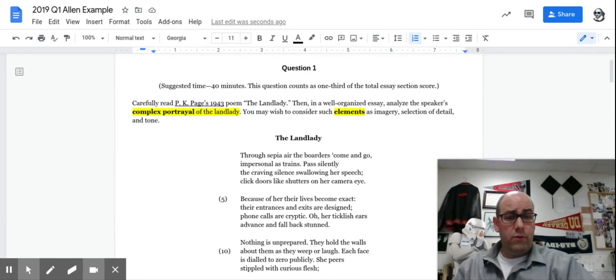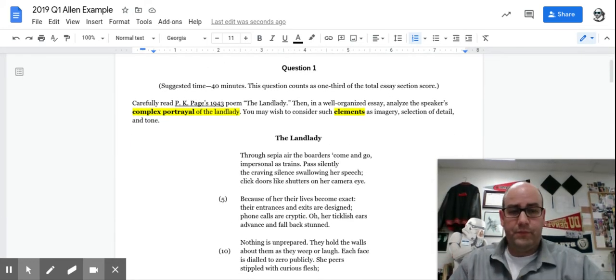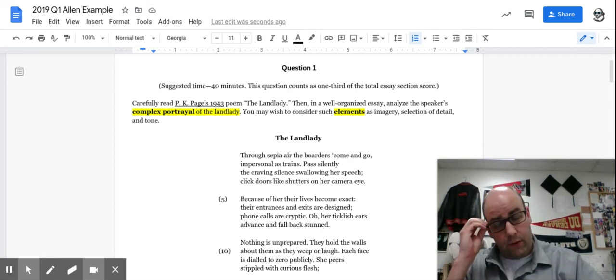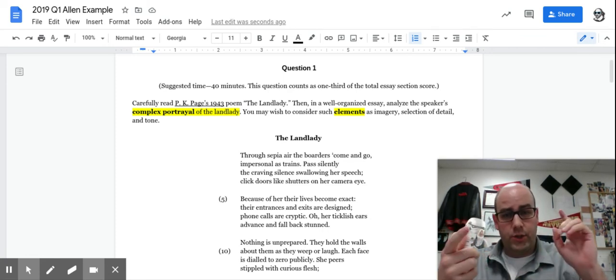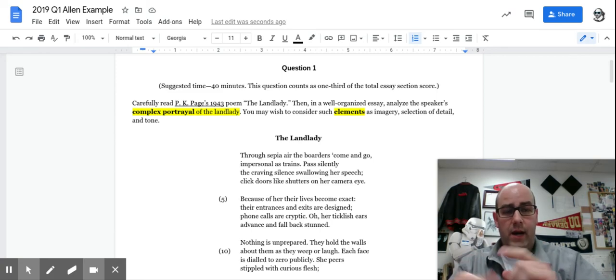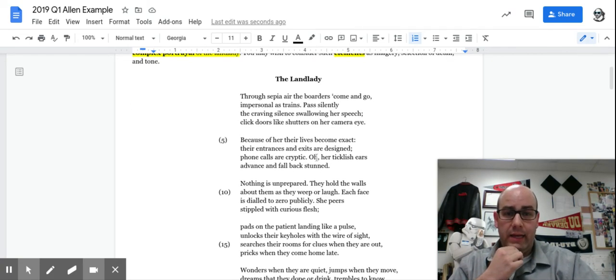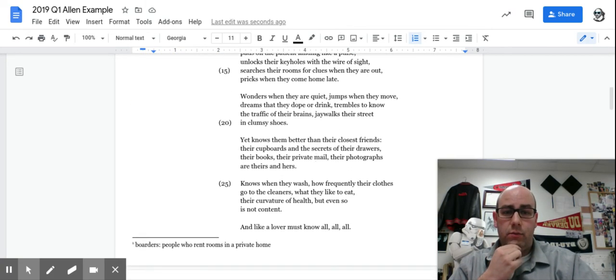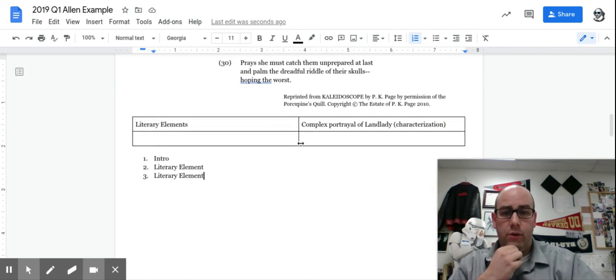So I'm going to let you do the rest of this on your own, because I've taken you about as far as I can guide you. So make sure that your annotations look like mine in the prompt. You're going to annotate the poem and read the poem. You're going to fill out your brainstorm chart, and then you're going to finish by filling out this outline.